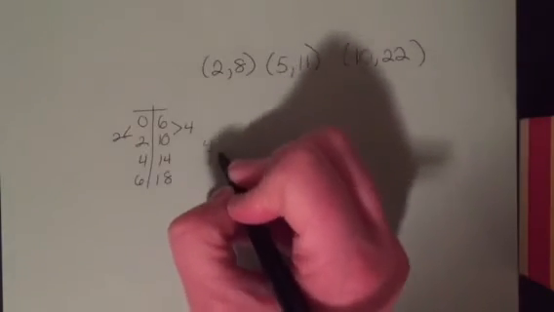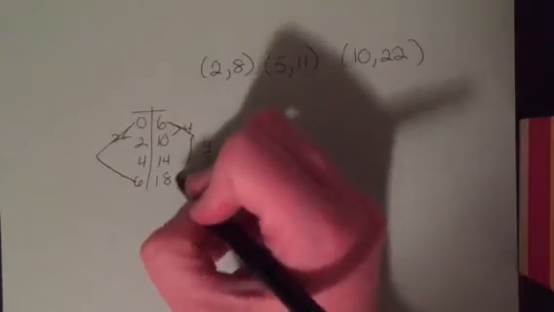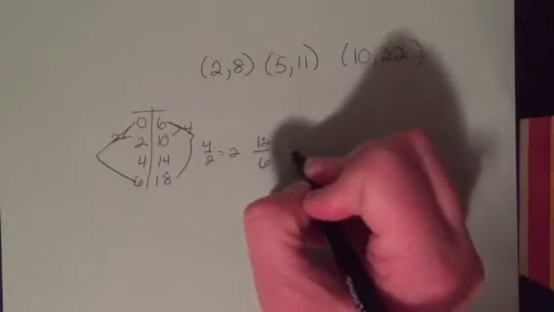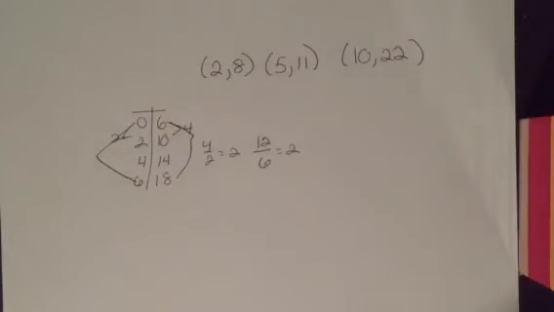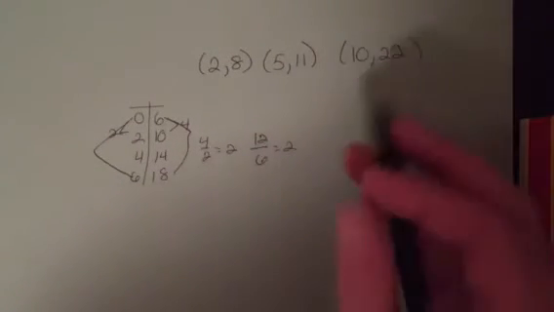4 over 2 would be a change of 2. Well, if I wanted to look from here to here, I gained 12 friends in 6 days. Well, that's still 2. It doesn't matter what coordinates you pick, but if they're on the same line, they should all have the same slope between any 2 of them. So that's what I'm going to look at here: do these have the same slope?